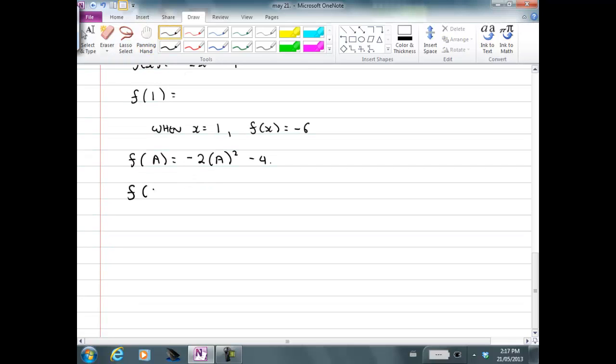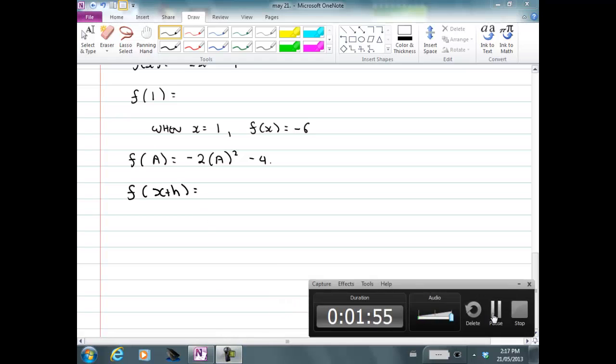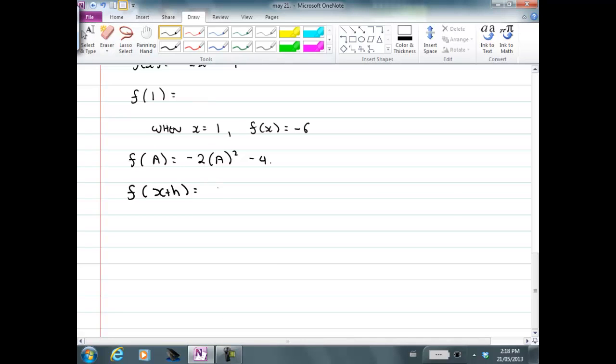What if I give you f of x plus h? I'm going to pause it. Some of you started correctly, but you didn't finish it: negative (x plus h) squared minus 4. Here's where the issue lies. You have to expand. Oops, sorry, I forgot the negative. According to BEDMAS, I've got to expand this out first. Take a minute, expand. Go. It's all about expansion.